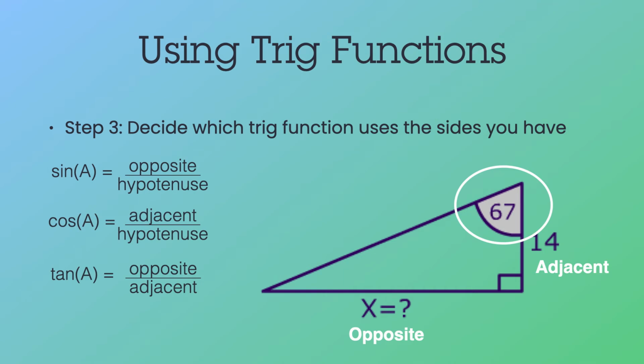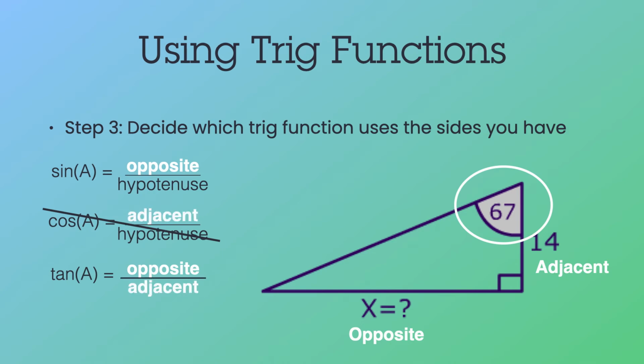Now looking at what we have, the opposite side, which means it's either going to be sine or tangent. It's definitely not cosine because that doesn't use the opposite side. Then the other side that we have is the adjacent side, which leads us to the tangent, because sine doesn't use adjacent, even though it does use the opposite. So we'll be using tangent.